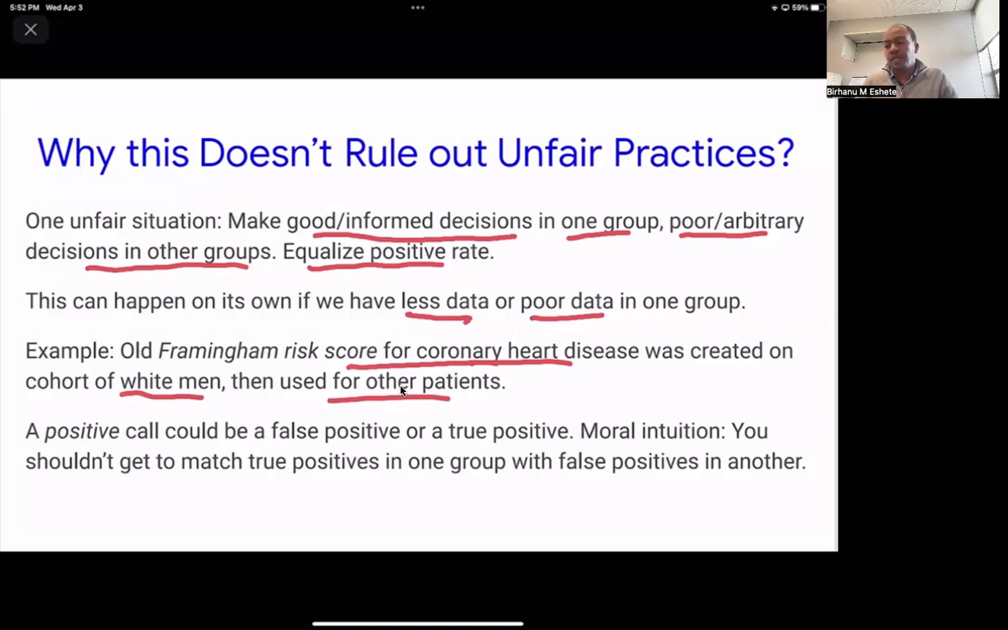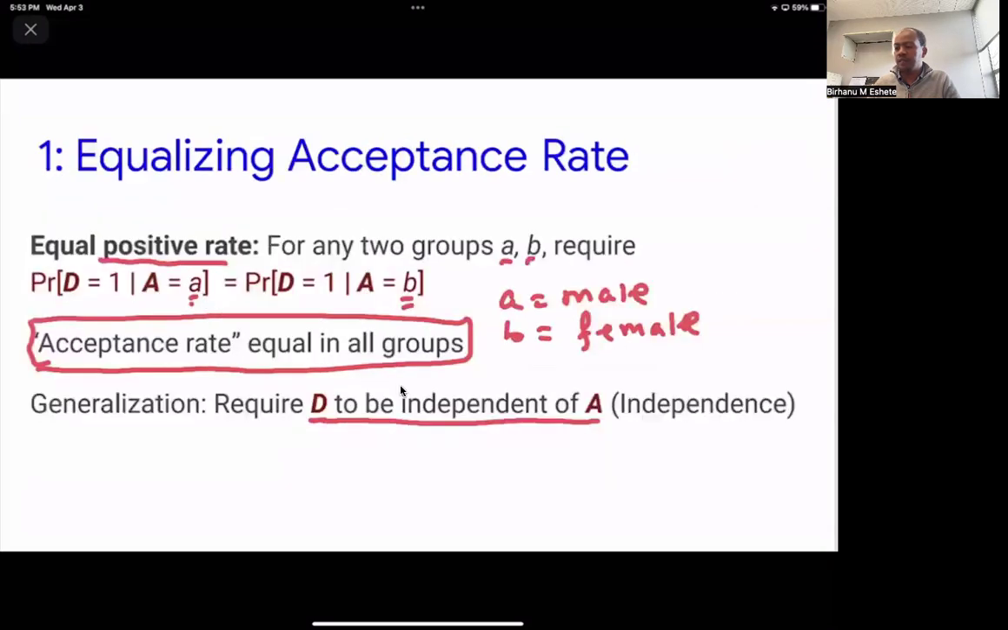Because a positive could be a false positive or a true positive. So how about we equalize false positive and true positive? The moral intuition behind this is you shouldn't be matching true positives in one group and false positives in another, because you could be making good informed decisions in one group and poor ones in the other, right? So that's the precautionary note about the statistical fairness criteria, equalizing acceptance rate here.